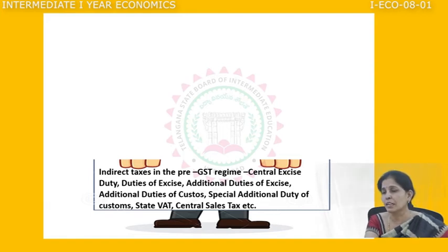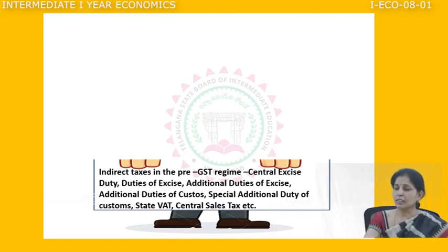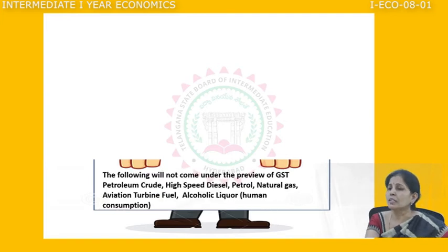We have central excise duty, duties of excise, additional duties of excise, additional duties of customs, special additional duty of customs, state VAT, and central sales tax, etc. Some taxes do not come under the purview of GST. They are petroleum crude, high-speed diesel, petrol, natural gas, aviation turbine fuel, and alcoholic liquor for human consumption. GST does not cover these particular products.